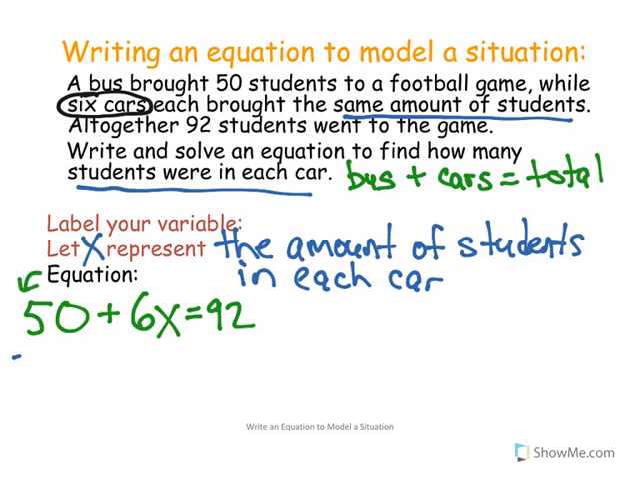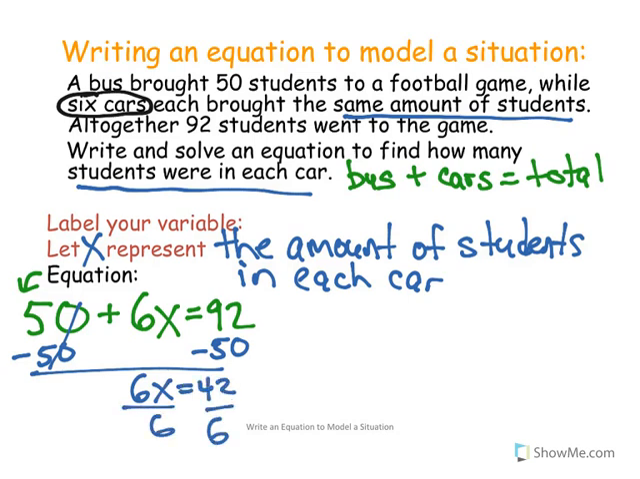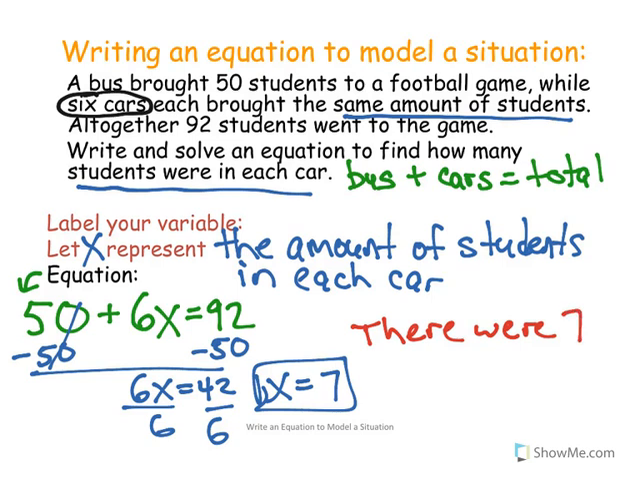Well, now this is pretty easy, guys. It's a 2-step equation. So I'm going to add negative 50 on both sides. I don't have space to rewrite, so I'm going to say divide by 6. I'm going to get X equals 7. All right, and I'm going to write my answer, right? There were 7 students per car. Or I could say in each car or per car.